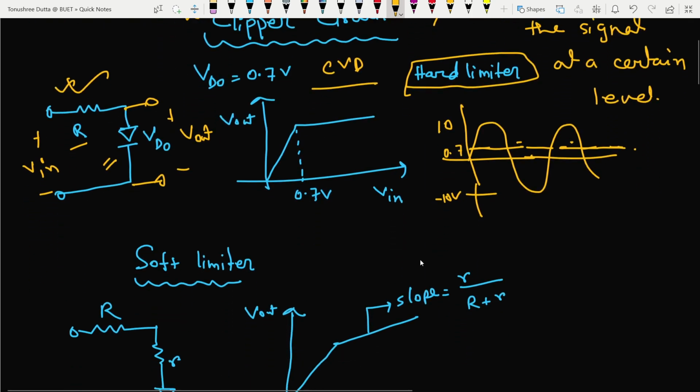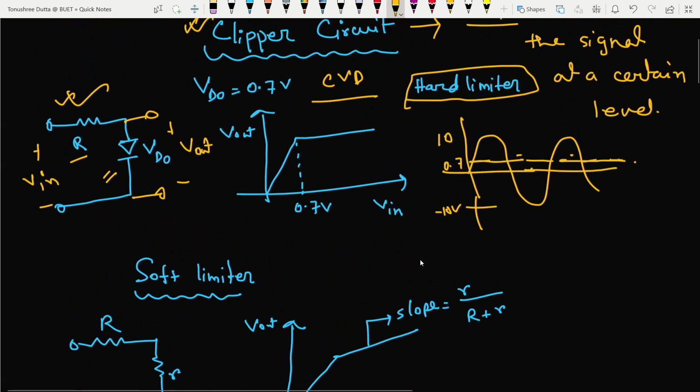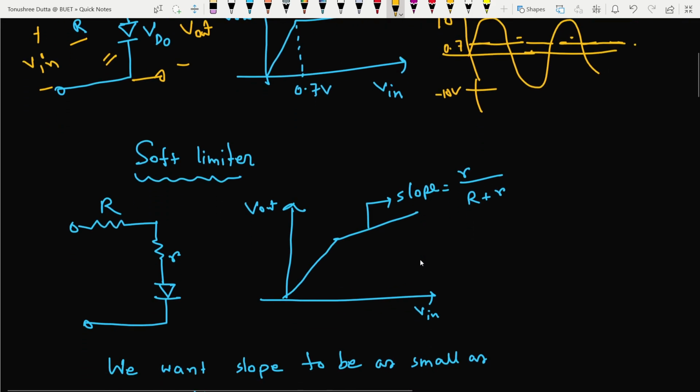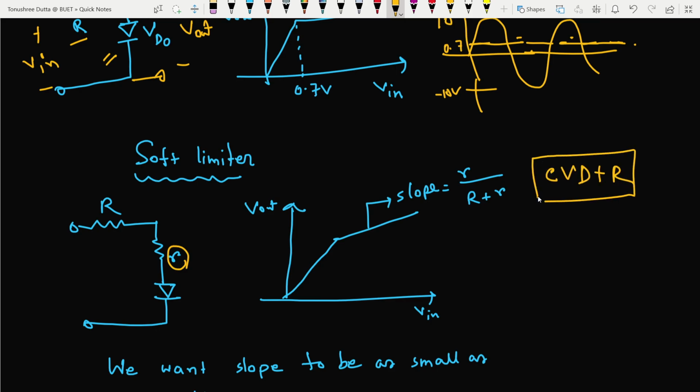But in the real world, things are not so ideal. In the real world, we do not get hard limiters, we get soft limiters. So what are they? If we add a resistance of the diode to our CVD model, that is the model used in soft limiters, where we use the CVD plus R model. It means there is some equivalent resistance of the diode, and when we are taking the output, the resistance of this diode also plays some role in our regulation.